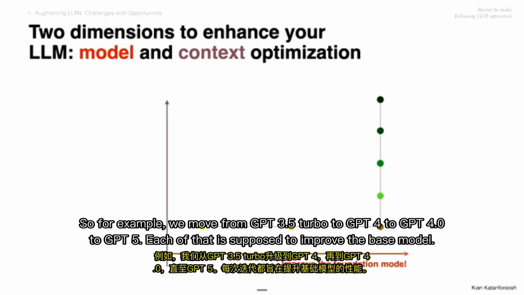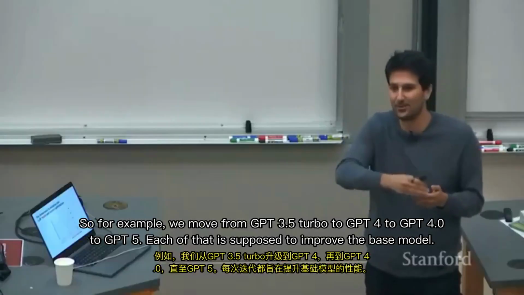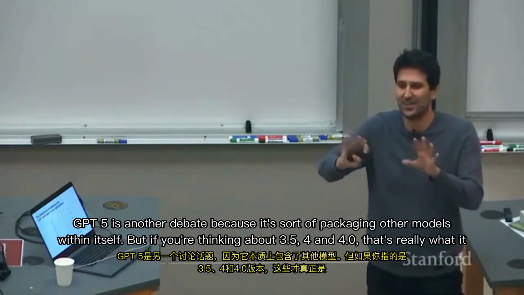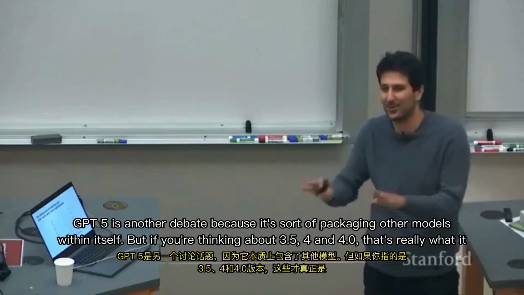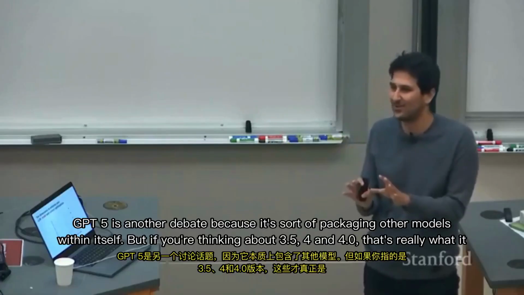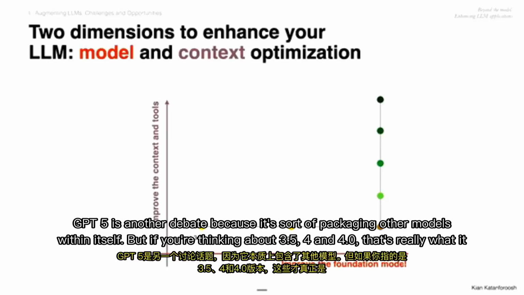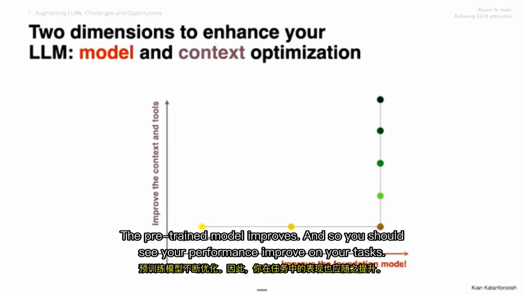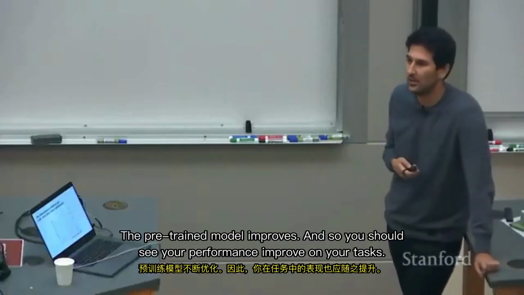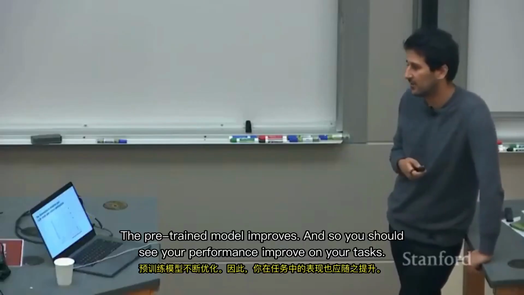So, for example, we move from GPT-3.5 Turbo to GPT-4 to GPT-4o to GPT-5. Each of those is supposed to improve the base model. GPT-5 is another debate because it's sort of packaging other models within itself. But if you're thinking about 3.5, 4, and 4o, that's really what it is. The pre-trained model improves, and so you should see your performance improve on your tasks.